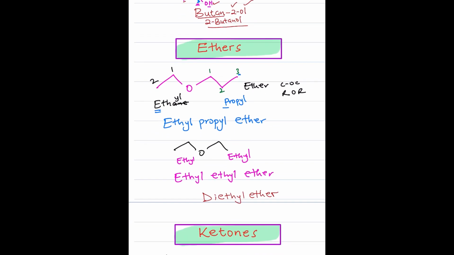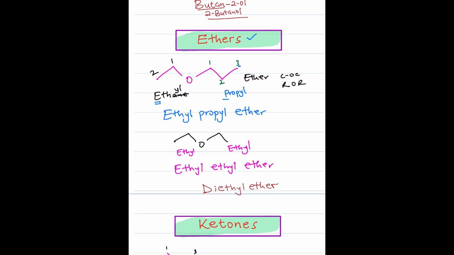Next functional group is ethers. Ethers contain carbon-oxygen-carbon bond. So carbon-oxygen-carbon, or alkyl group, oxygen, alkyl group. And that's called an ether. So an example of that is here, where you have an alkyl group with 2 carbons, 1 and 2, and then on the right you have another alkyl group, and that one has 1, 2, and 3 carbons.